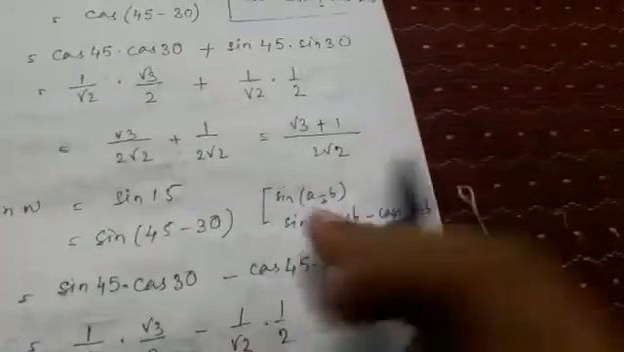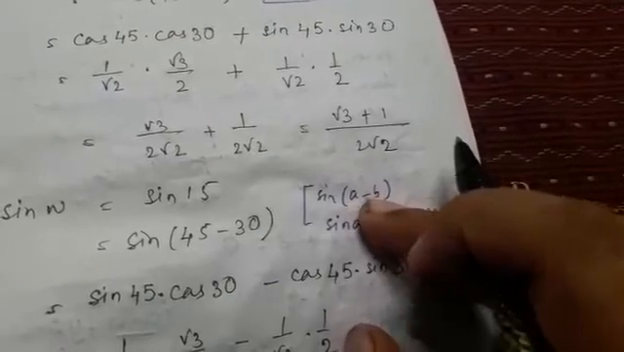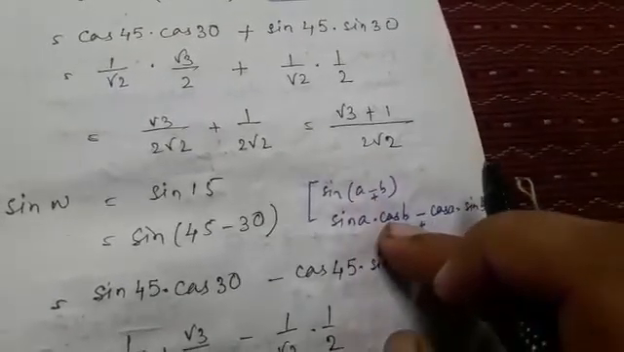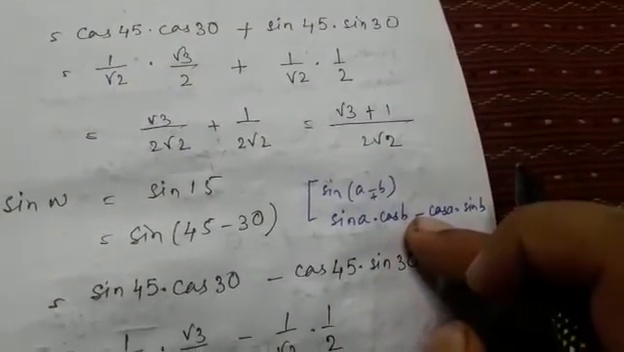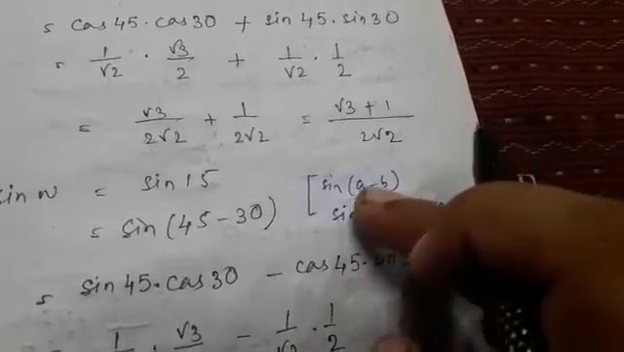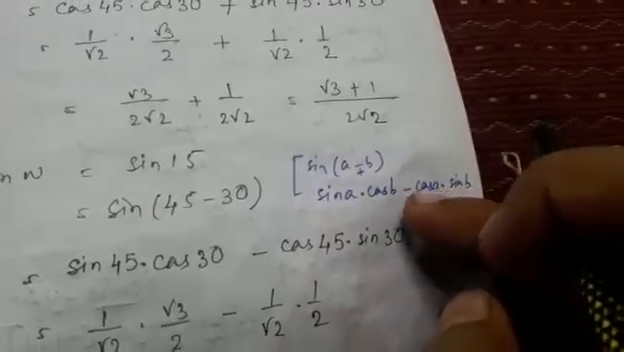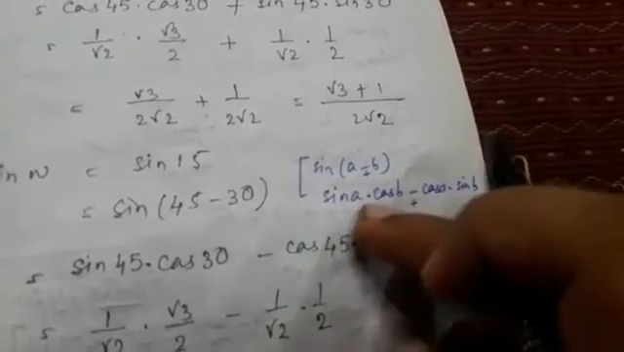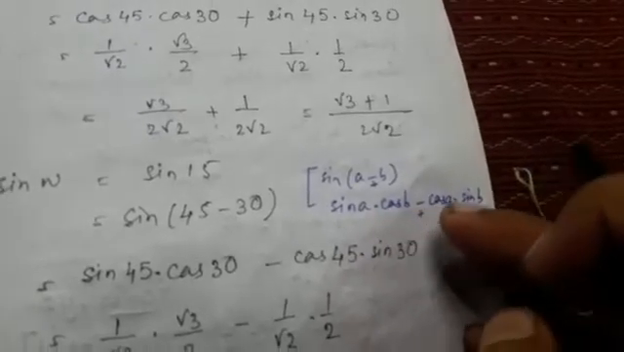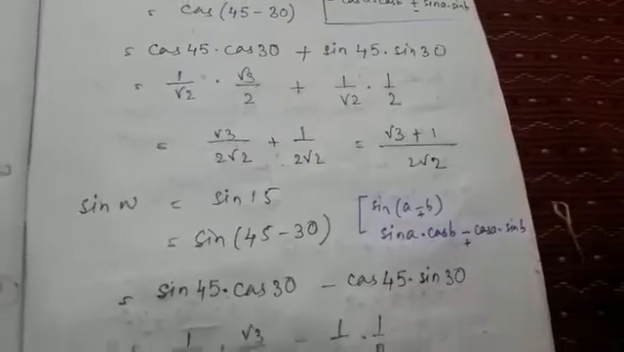And take down one more formula, that is sin(a minus b). The formula of sin(a minus b) is sin a into cos b minus cos a into sin b. And if it were sin(a plus b), then this minus will be plus. Understood? Sin a cos b plus cos a sin b. Got it? So remember these formulas, we are going to use them.